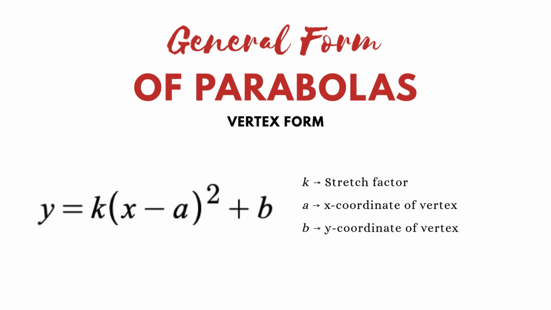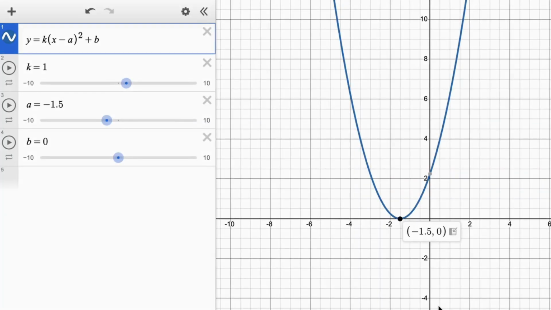Let's start by looking at the first general form of parabolas, the vertex form. This is how it is expressed. And here the k is the stretch factor, a is the x coordinate of the vertex, and b is the y coordinate of the vertex. In this type of parabola in the vertex form, we're going to get these variables. So we've got k, a, and b.